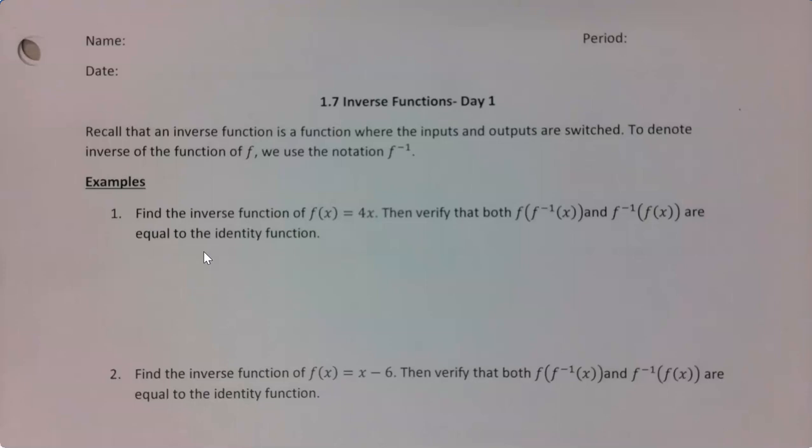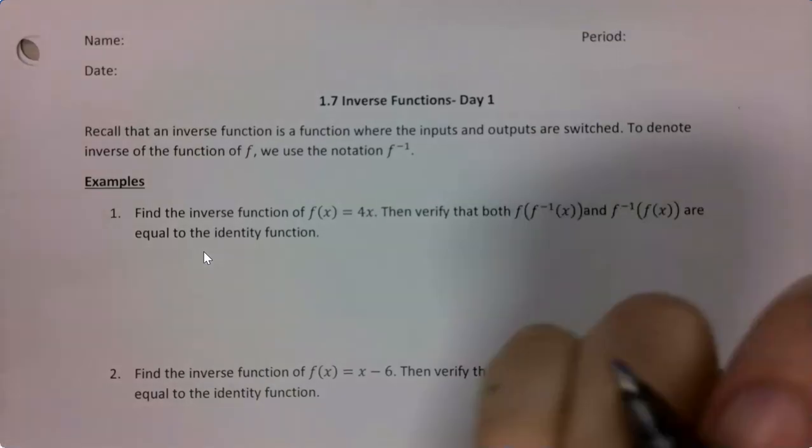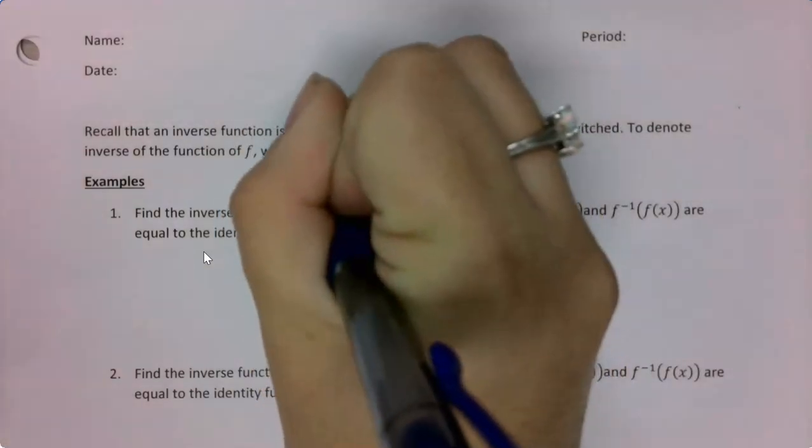Let me back up. An inverse function is where my inputs and outputs are switched. So if I'm asked to find an inverse function, I want to switch my input and my output. Number one wants me to find the inverse function of f of x equals 4x. So what I want to do is change this to y equals 4x.